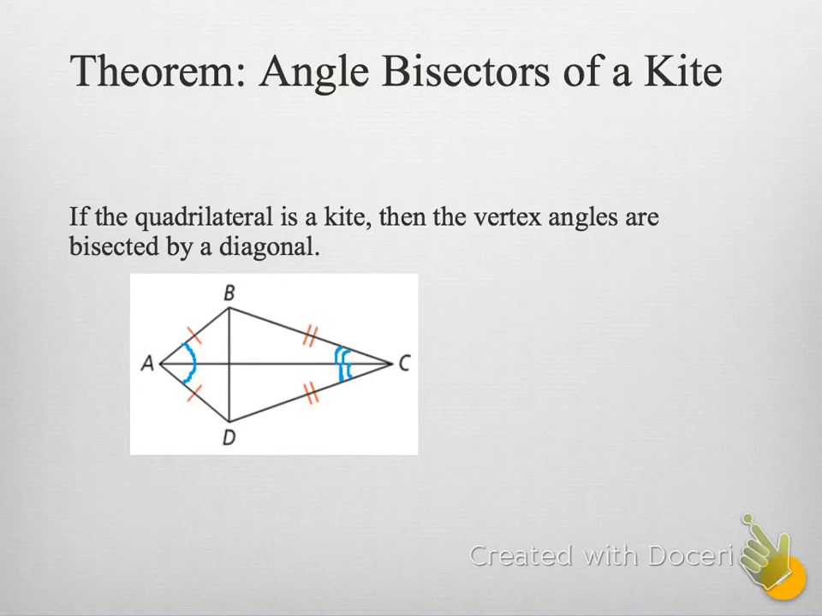Angle bisectors of a kite. Well, an angle bisector cuts an angle in half and makes two smaller congruent angles. So if the quadrilateral is a kite, then the vertex angles, my angles that are on the outside here, are bisected by a diagonal. You can see how my angles are being bisected by this diagonal here. And when they're bisected, they are cut in half, which makes two smaller congruent angles.